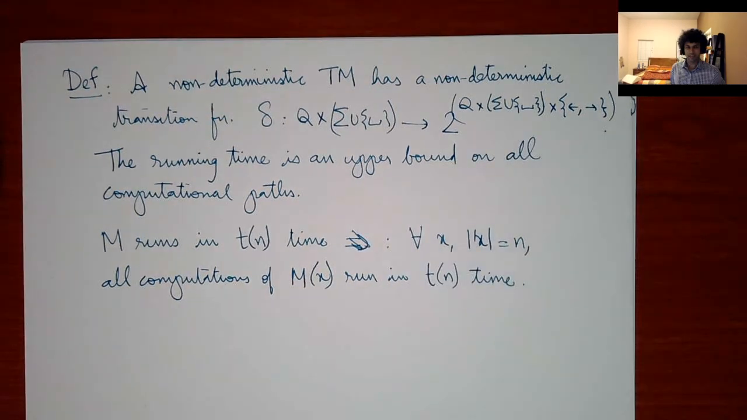And this is sort of the cleanest way of defining what is running time for a non-deterministic Turing machine. So I'm not looking at only an accepting path or a reject. I'm just looking at all paths. This makes it much cleaner.